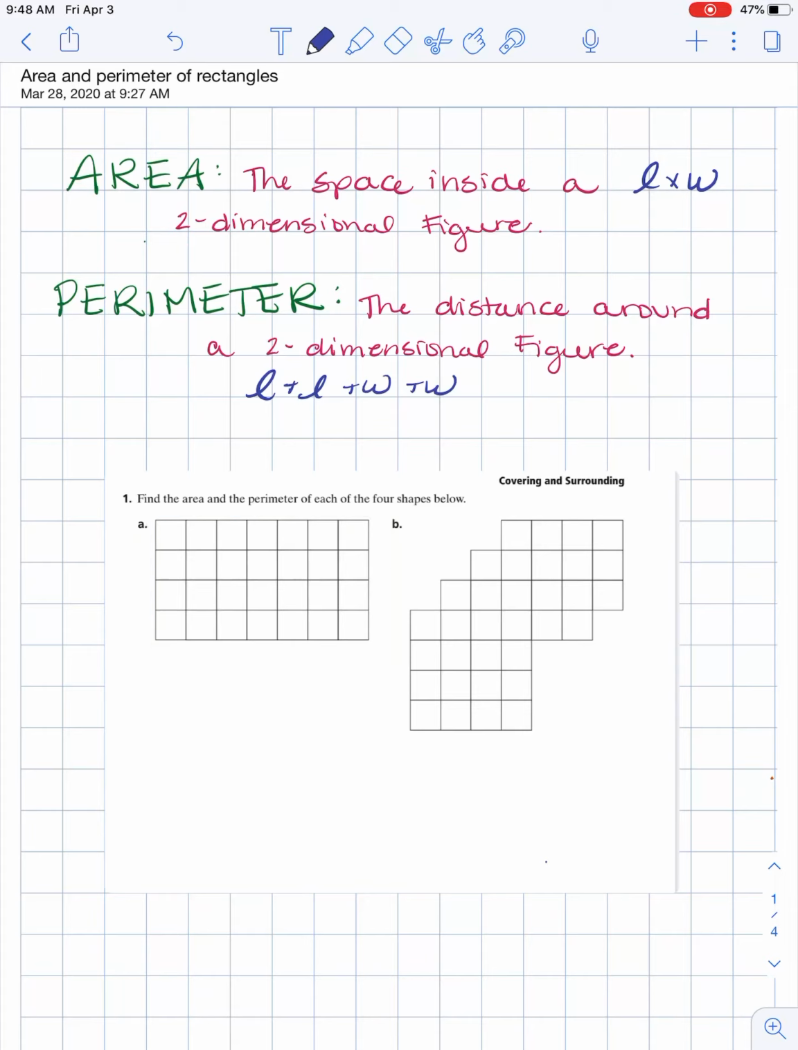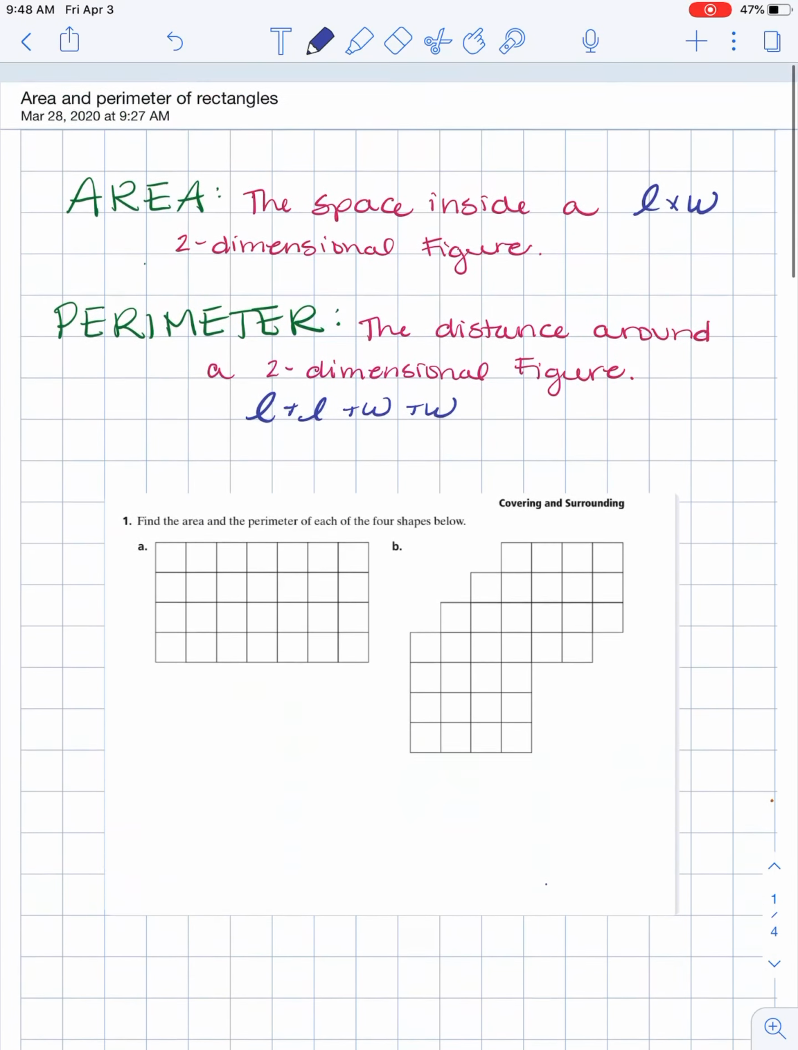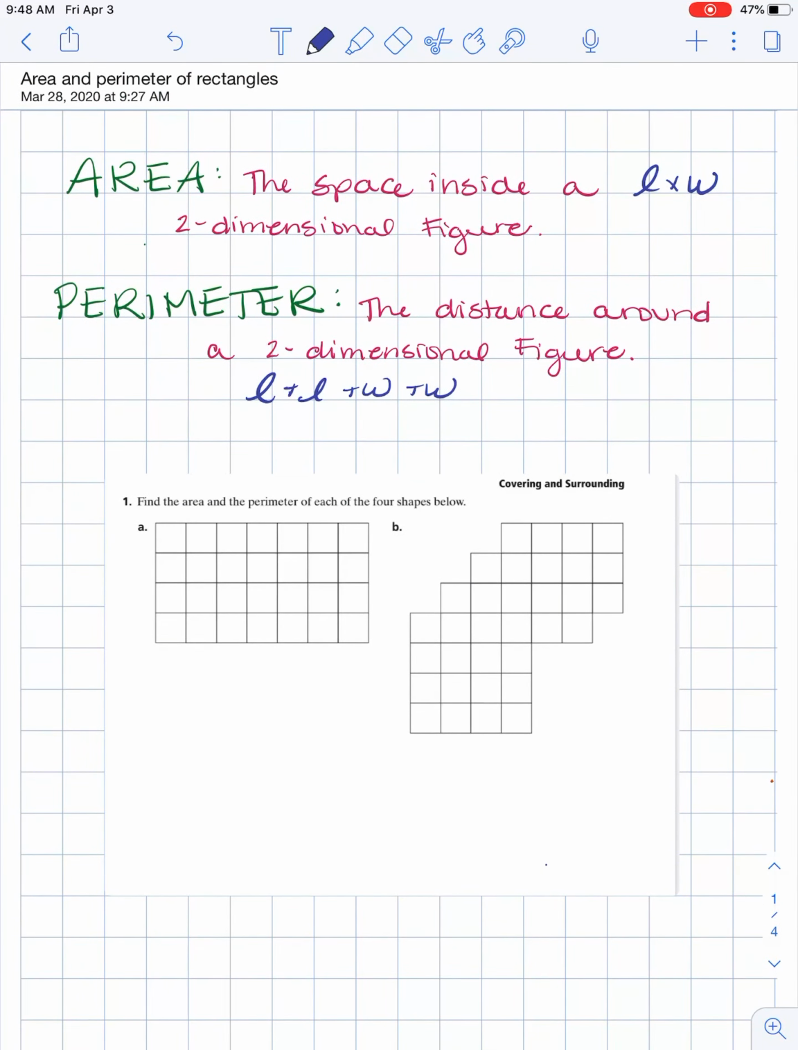So I'm going to go through just two practice shapes with you, and then we're going to do a quick kind of in context problem, and that's going to be it. And then you'll have a few problems to do on your own to practice this skill.